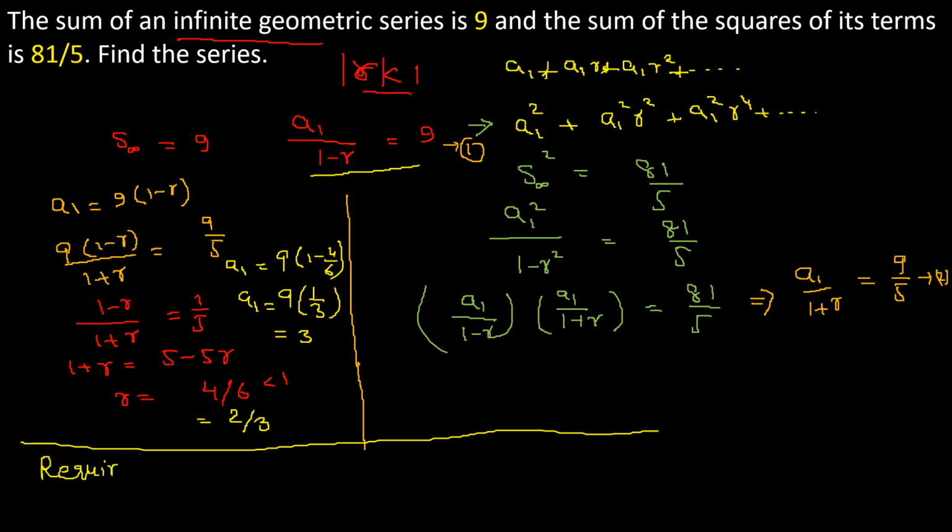So from here we conclude that the required series is what? The required series in this case will be equal to 3, and the next term will be 3 into 2 by 3, and the next term will be 3 into 2 by 3 squared, plus so on. So this is the required geometric series which satisfies this condition that its infinite sum is 9, and if we take the squares of each of its terms, then the sum of the squares of each of its terms will be equal to 81 by 5. So it will satisfy.